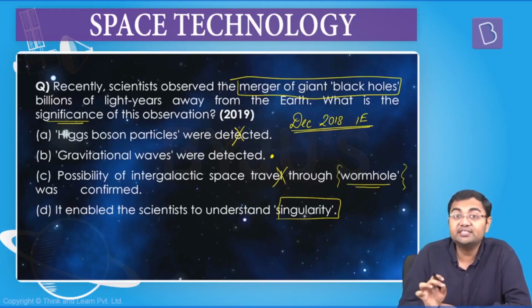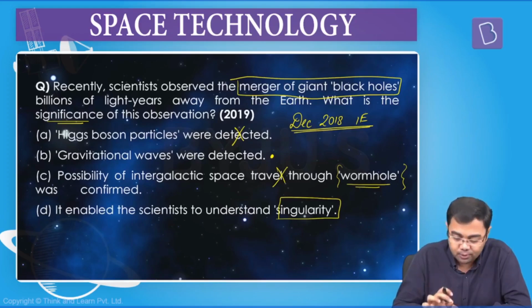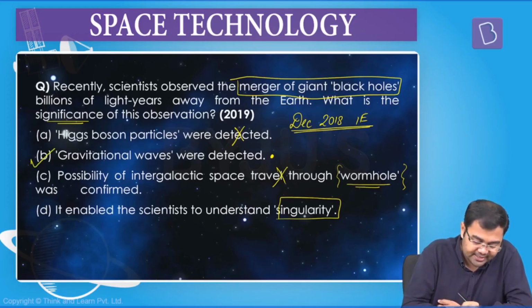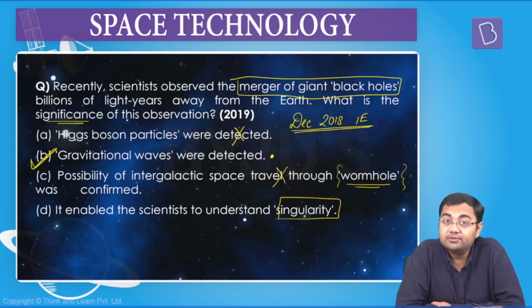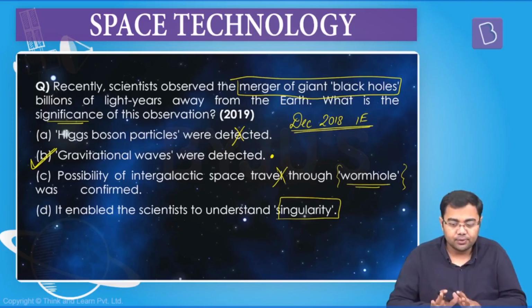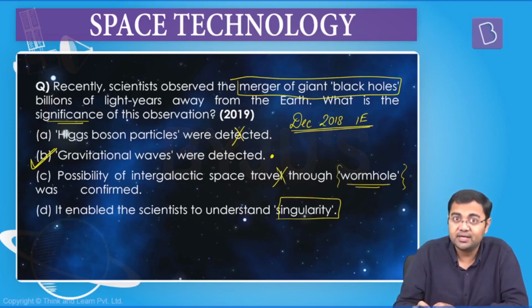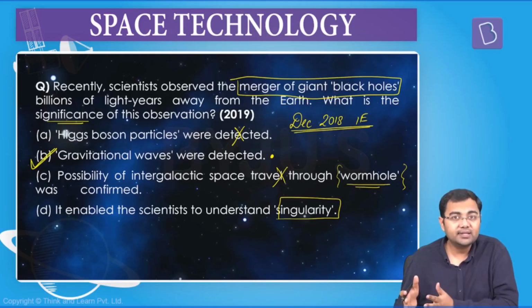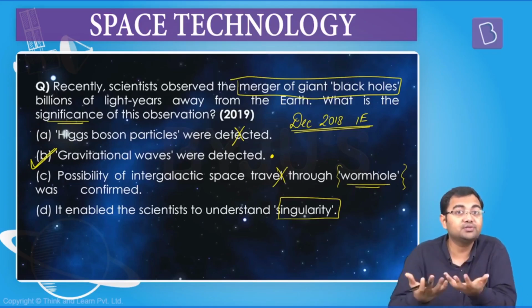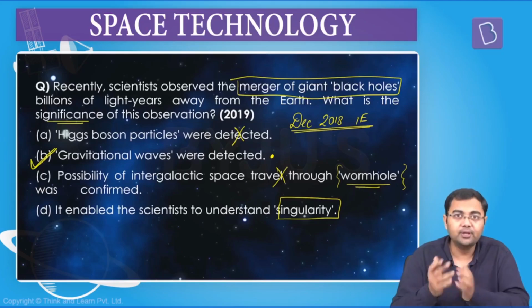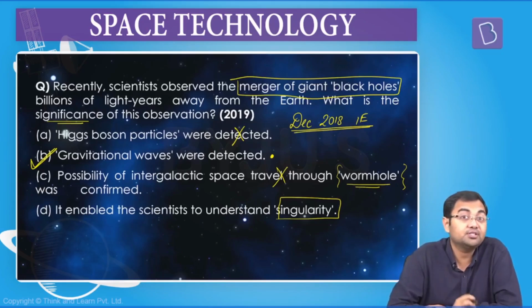When we are talking about the merger or collision of giant black holes, the only possibility that exists is that gravitational waves were detected. Simple question. If you have understood the concepts, if you know what these key phrases are, even if you don't know the current affairs, even if you did not go through this news article, still you will be able to answer this question. So that's why conceptual understanding in these kinds of concepts becomes very, very important.